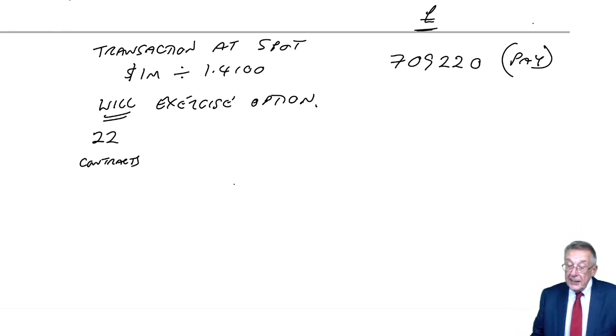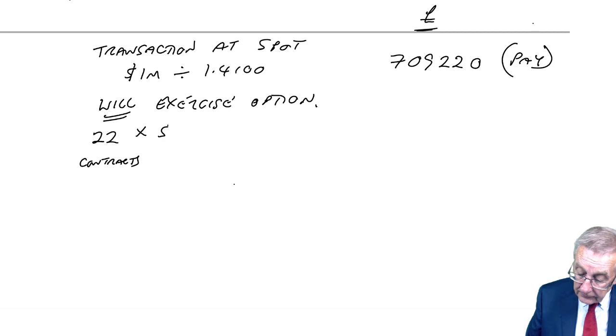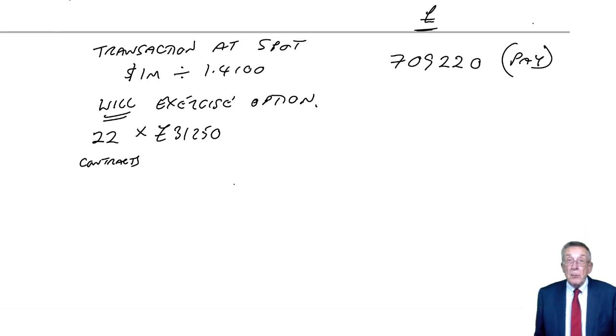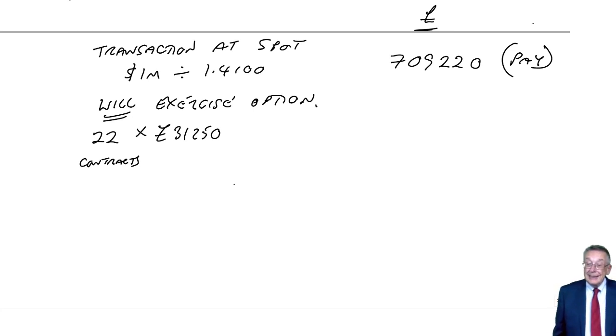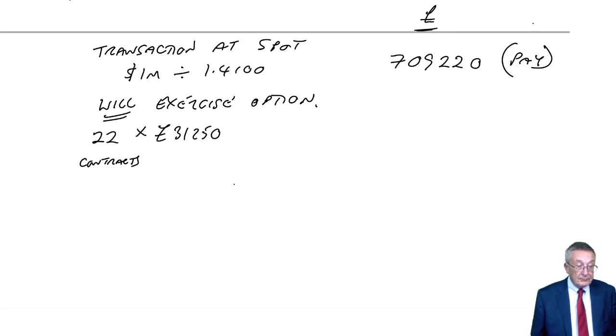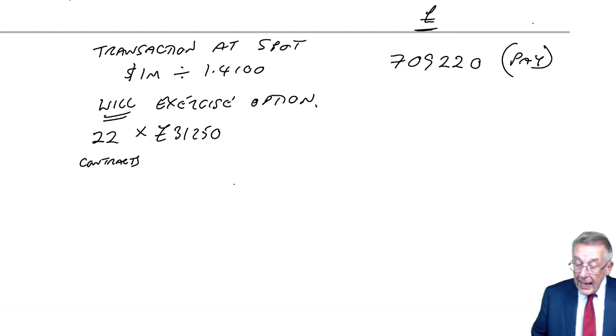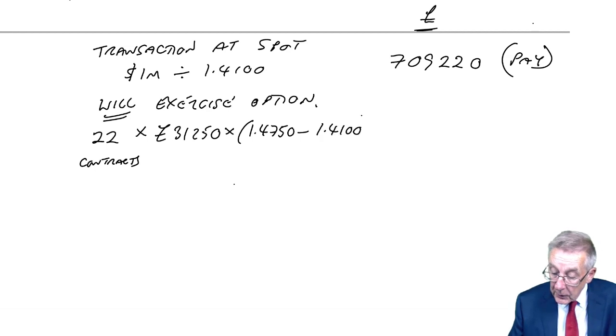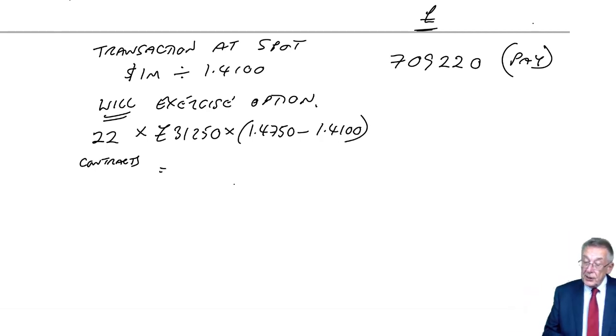What was the contract size? It was 31,250. We've got the right to convert at 1.475. The actual rate is 1.41. And so we claim back from the dealer the difference between them, 1.475 minus 1.4100, which comes to how much?